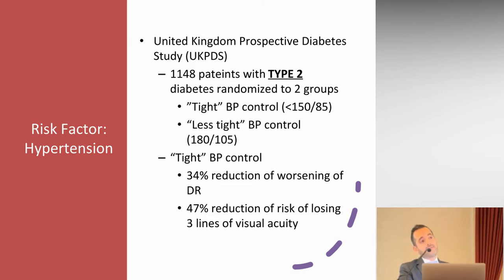And this study showed that not only can you reduce the risk of progression of diabetic retinopathy by having better management of the blood pressure, but you can actually save vision. This study showed that by having better blood pressure control, you can reduce the risk of severe vision loss by 47%. That's significant.